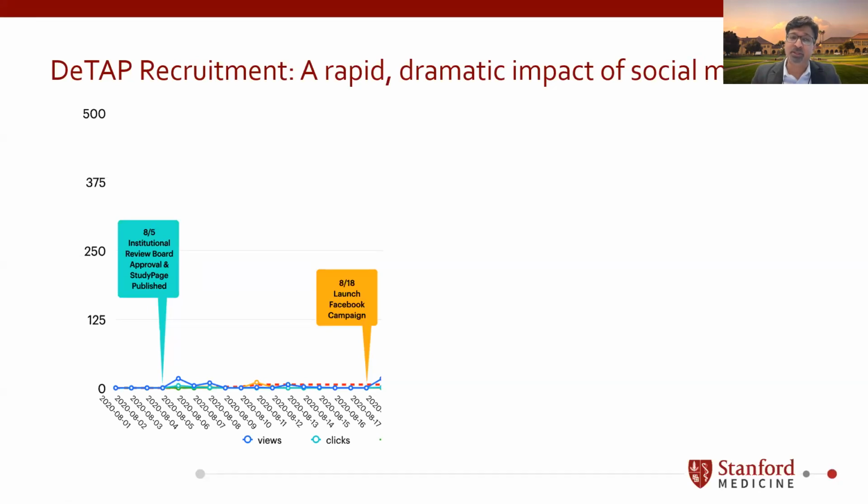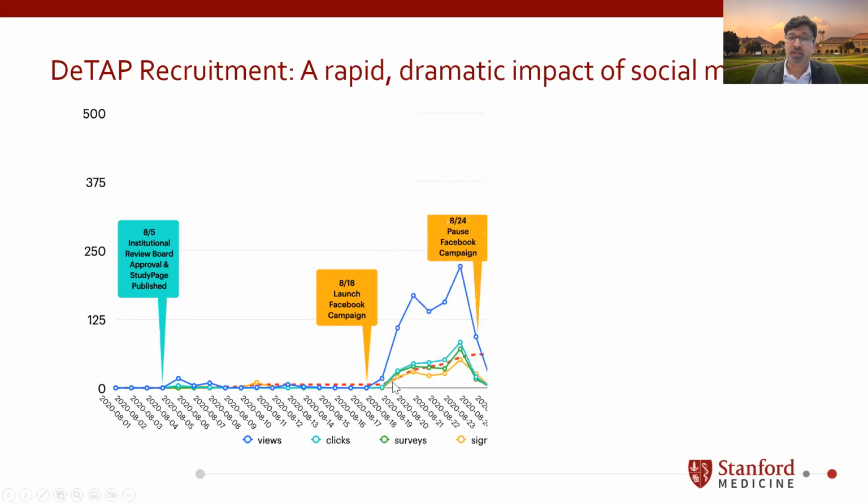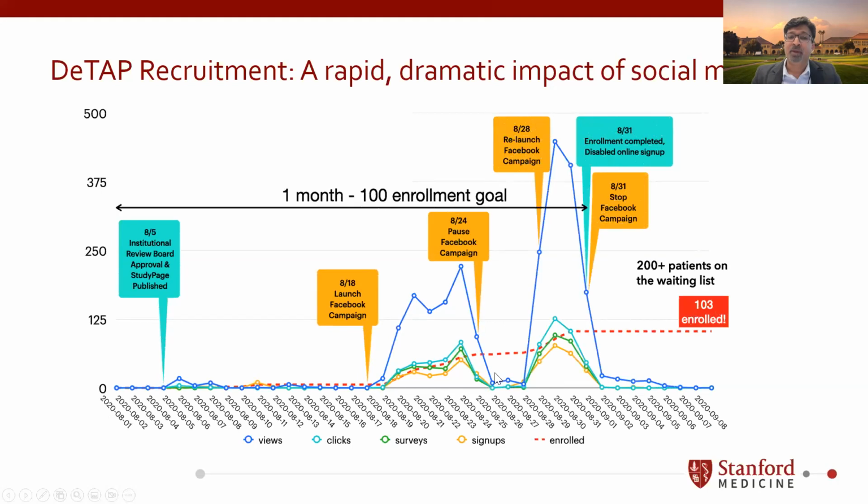The IRB released our social media campaign, and so we were able to launch that campaign. We saw a significant spike in hits to the microsite or the landing page for the trial. And actually in red dotted line, you're seeing the actual enrollment and consent for the trial, which is all digital, that started to rise. We actually stopped the campaign 6 days later because we thought we would overshoot our target of 100 patients.